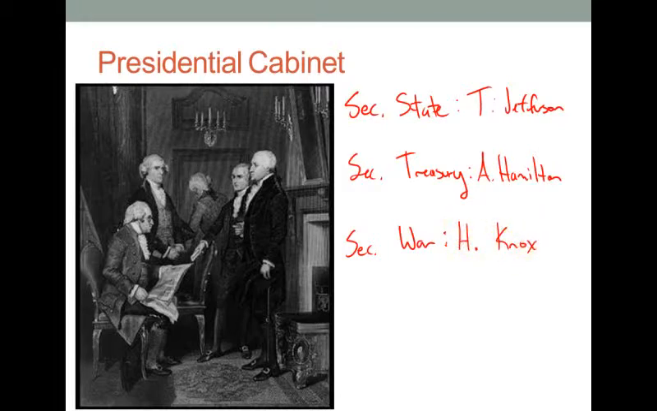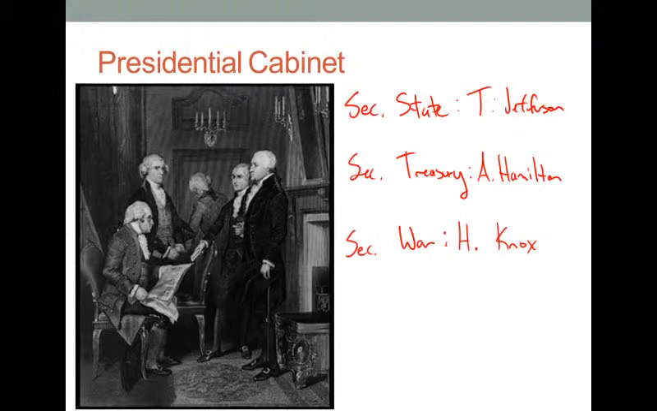Henry Knox. Oh, yeah, that guy. So Thomas Jefferson, Secretary of State. Alexander Hamilton, he's on the $20, oh no, he's on the $10 bill. And Henry Knox is Secretary of War because he knocks people out. Okay?